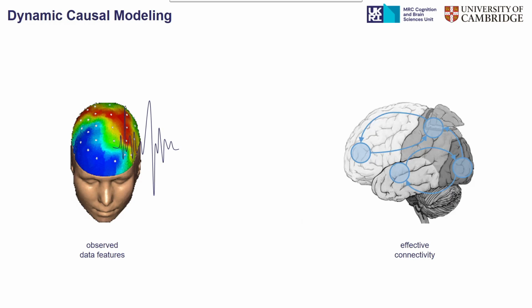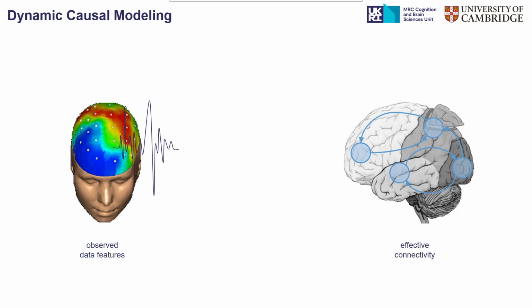Now there are various ways of modeling how regions in the brain interact and produce sensor level activity. One of the ways is structural connectivity, which relies on our knowledge of anatomical connections between regions. The other is functional connectivity, which models statistical dependencies between time series observed at different regions in the brain.